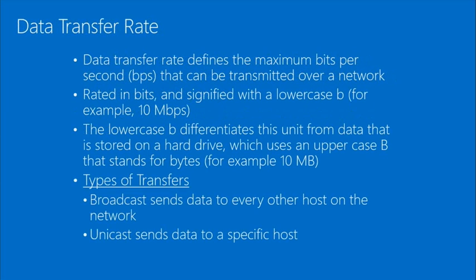With serial data transfer, there are also data transfer rates. How fast can data be transferred across these different media? They define maximum bits per second, bps, that can be transmitted over a network. Typically rated in bits, using a lowercase b, for example, 10 or 100 megabits per second. The lowercase b differentiates this from the uppercase B, bytes, typically used for hard drive and RAM. Bits, network communication, lowercase b.